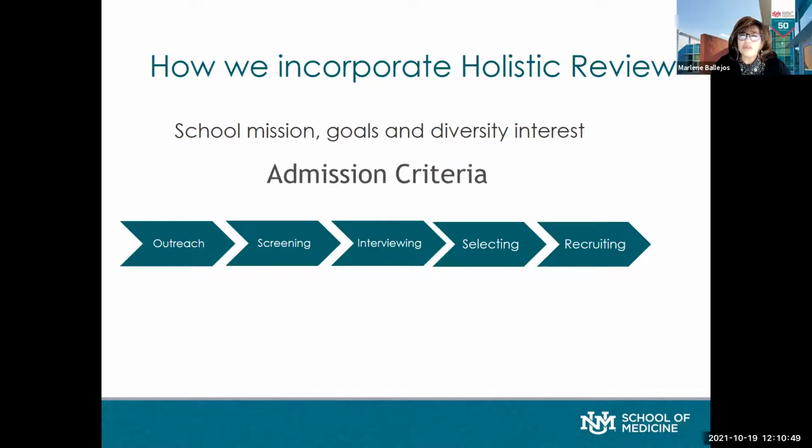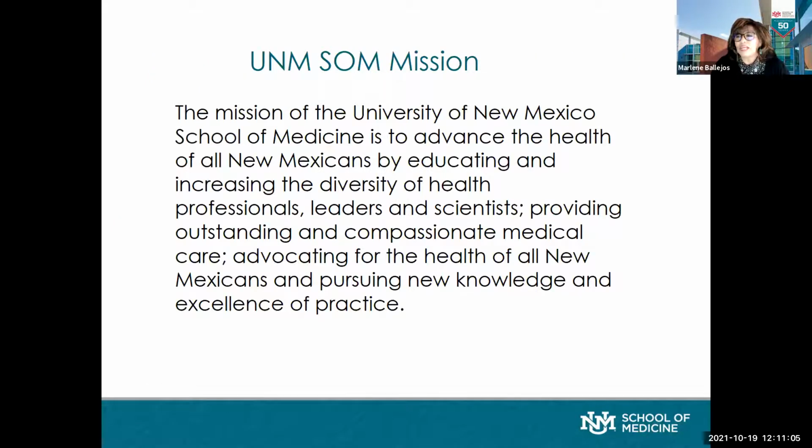So I'm going to go over some ways that we incorporate holistic review. And I look from our admissions criteria all the way from outreach to recruiting. So I'm going to just show some examples on what we do and then provide you with some of the outcomes that we have. So this is the School of Medicine mission, and we actually have our mission on the big screen at the beginning of each of our admissions committee meetings as we discuss applicants. And this serves as our guide to see, does this applicant fit our mission, and how are we looking at applicants individually and with flexibility to determine if they fit our school and if they're going to be successful in our program.